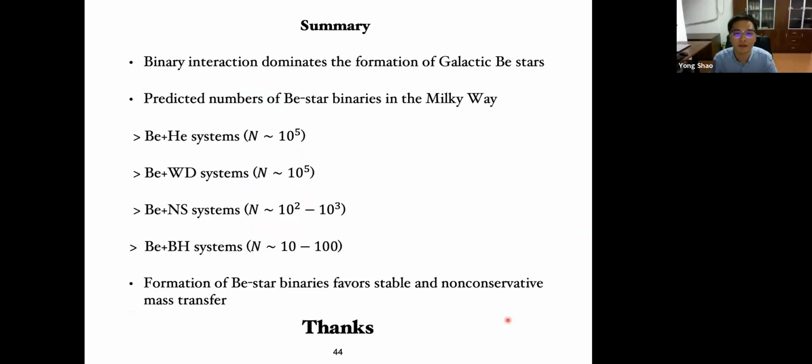Okay, finally, I give a summary. Both the observations and our calculations show that binary interaction should dominate the formation of galactic Be stars. Now here I give our predicted numbers for Be star binaries in the Milky Way, and we conclude that the formation of Be star binaries favors stable and non-conservative mass transfer. Okay, I stop here. Thank you very much.